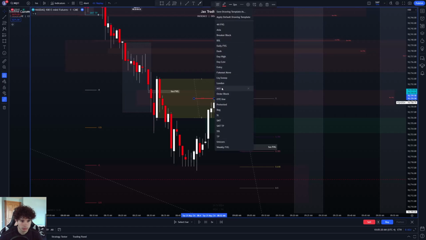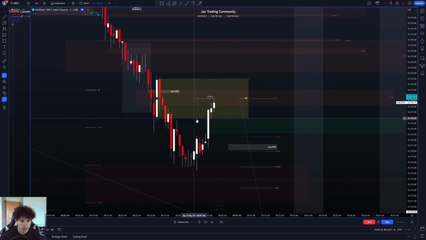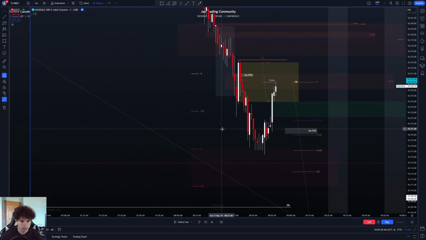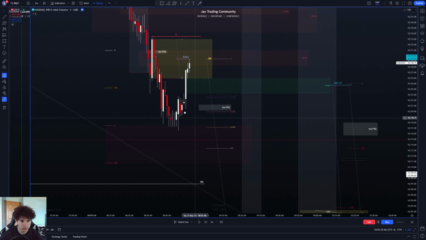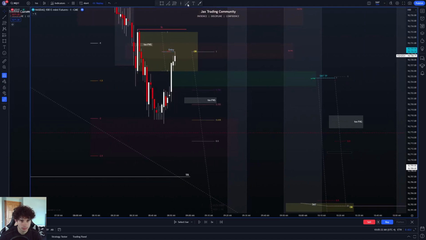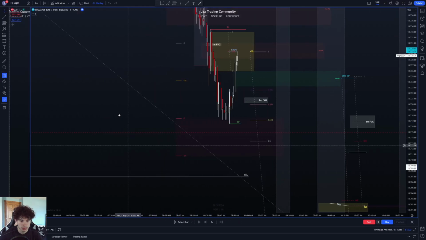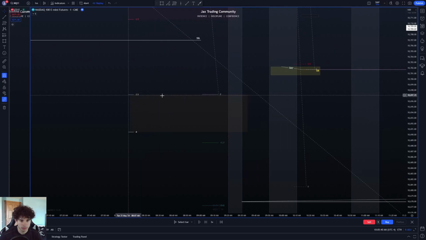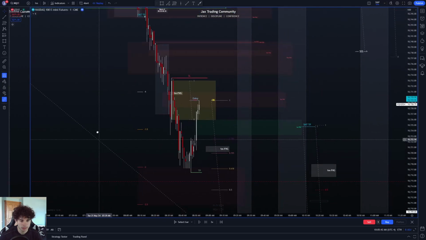Entry, where's that at? There it is. Put your stop at the candle's high. Your target then, first target would be this low. Just gonna do this like that. First TP would be this low. Second TP would be the sell side. Third TP would be this 3.5 level.